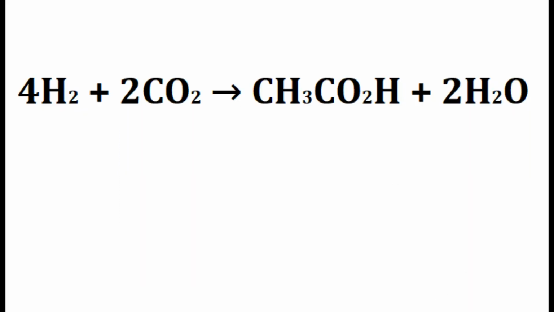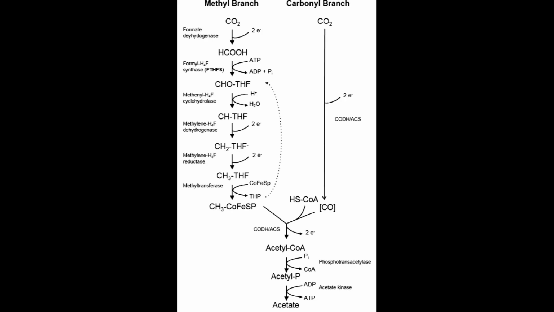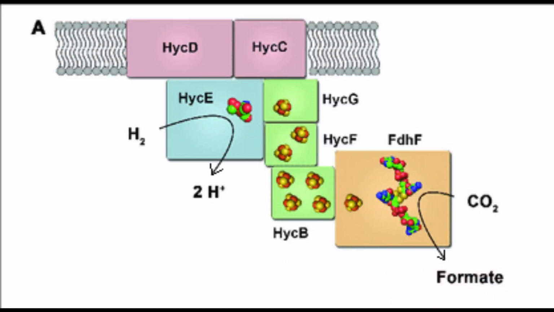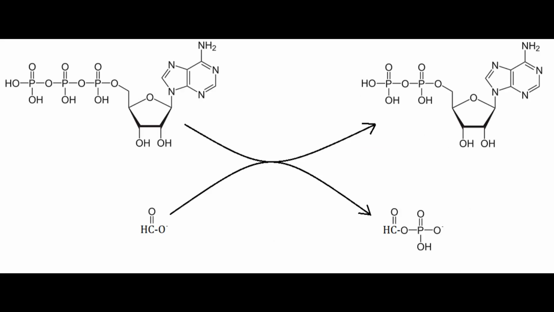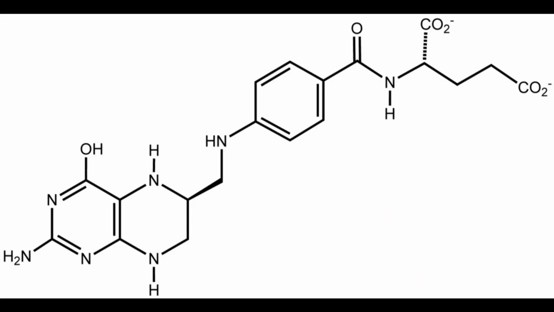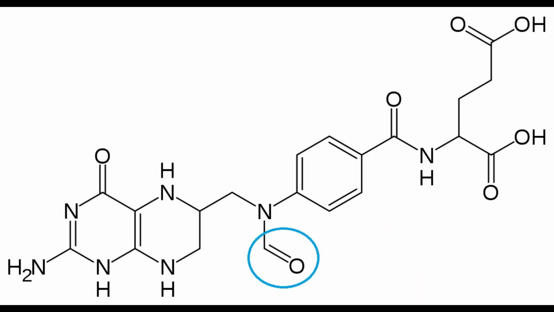One variety of microorganisms which take advantage of this are the acetogens. These organisms utilize the Wood-Ljungdahl pathway for both carbon assimilation and energy metabolism. This pathway has two main branches, the methyl and carbonyl branch. The methyl branch starts with a hydrogenase enzyme, which takes electrons off a hydrogen molecule and then passes them to a formate dehydrogenase enzyme, which reduces a carbon dioxide molecule to formate. The formate is then reacted with ATP to form formyl-P, and this is then reacted with tetrahydrofolate, or THF, to become formyl-THF, releasing the phosphate group.